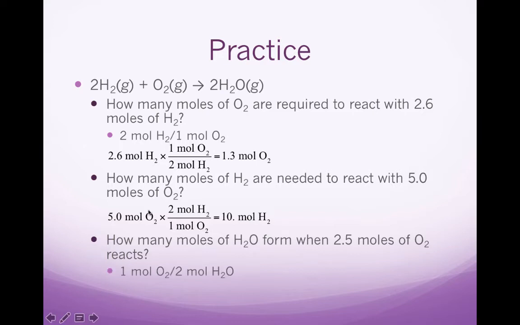Okay, well, we need a new ratio now. For my chemical equation, I know for every 1 mole of oxygen, 2 moles of water is formed. So I just do the same thing. I start with what I know, 2.5 moles of oxygen. I multiply it by 2 moles of water over 1 mole of oxygen. I get 5 moles of water. So for every 2.5 moles of oxygen that reacts, I make 5 moles of water. Again, these conversion factors just come from my balanced chemical equation.